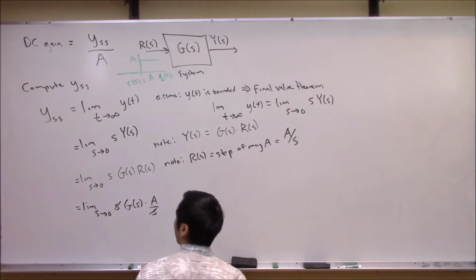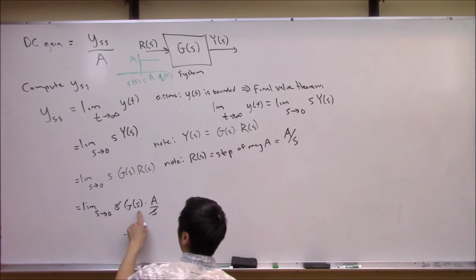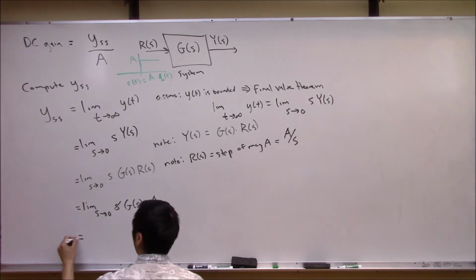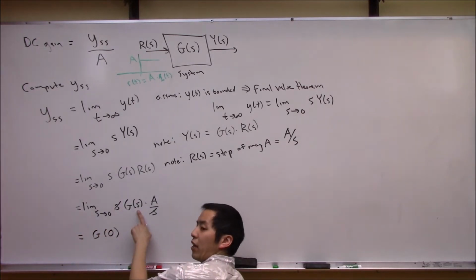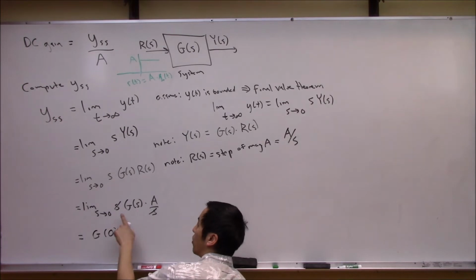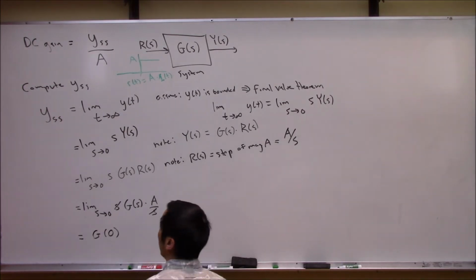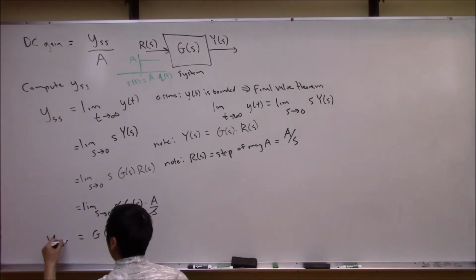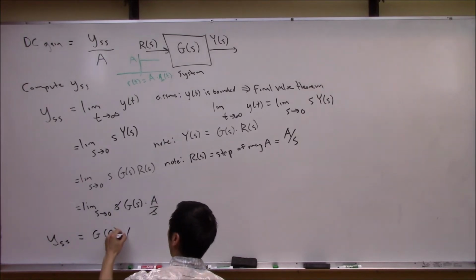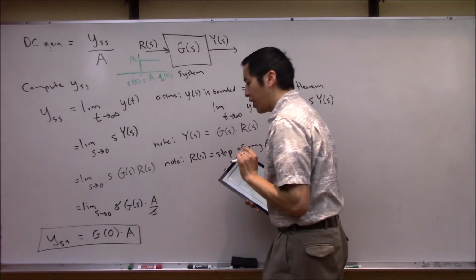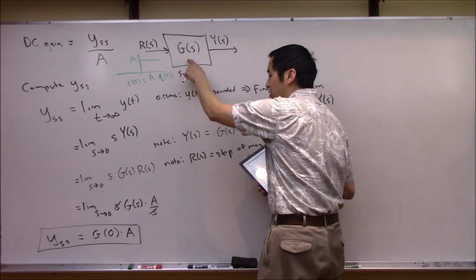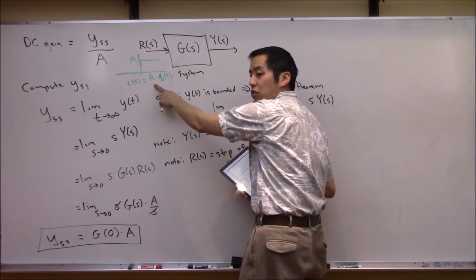So these S's cancel here, and now I can take the limit as S goes to 0, and we end up with, well, that just ends up being G of 0, right? So anywhere you see S in the transfer function, you are just going to replace it with 0 in this limit here. So we have the y steady state of the system here, times A. Okay, right? Great, box this up. Okay, so that's the steady state output of any system in response to a step of magnitude A.